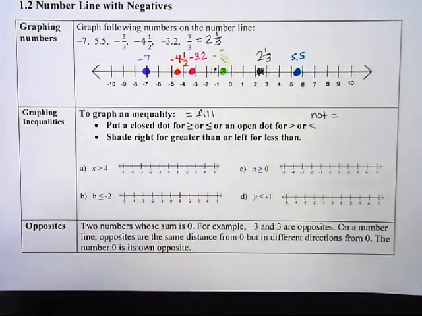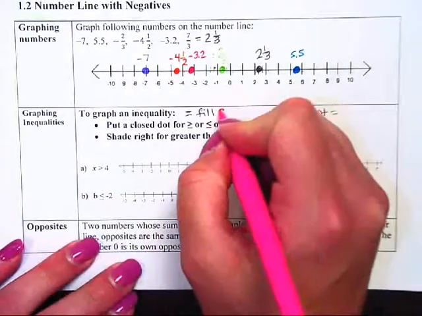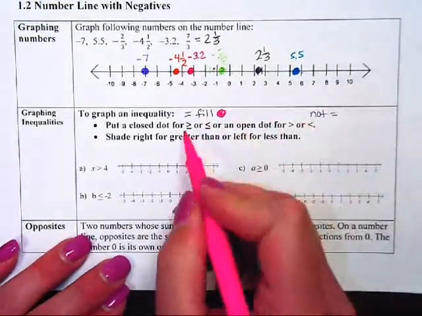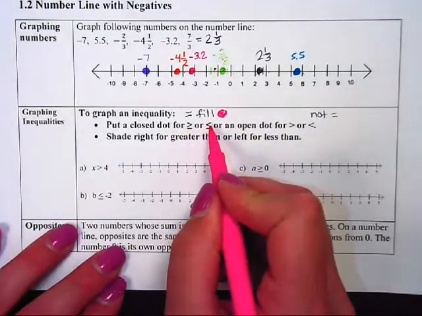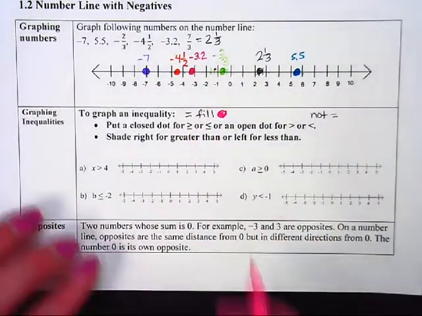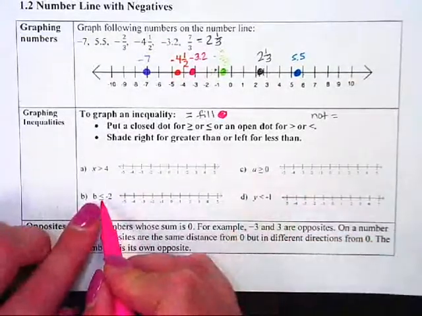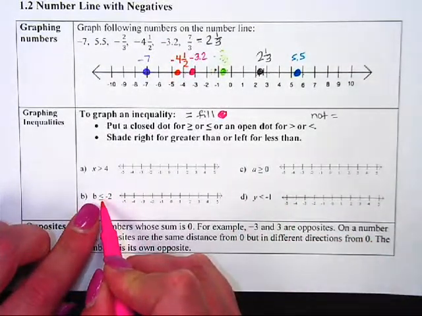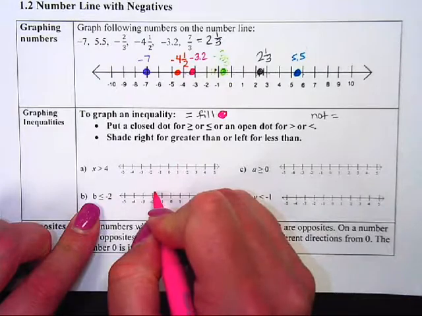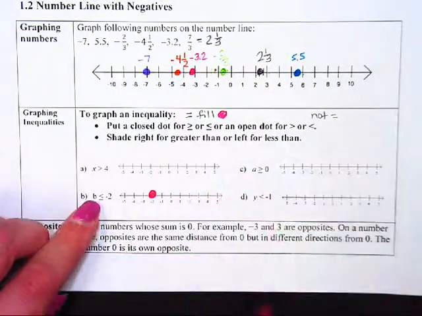So it says put a closed dot, so I'm going to put it like this, like last time, if it's greater than or equal to or less than or equal to. Just looking through my examples here, in letter B, I had something less than or equal to -2. So at -2, I can put a dot and fill it in.